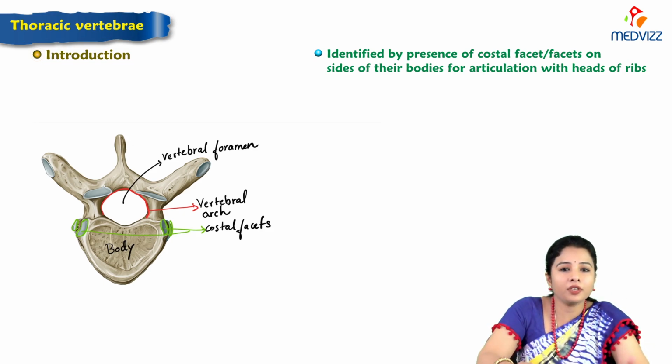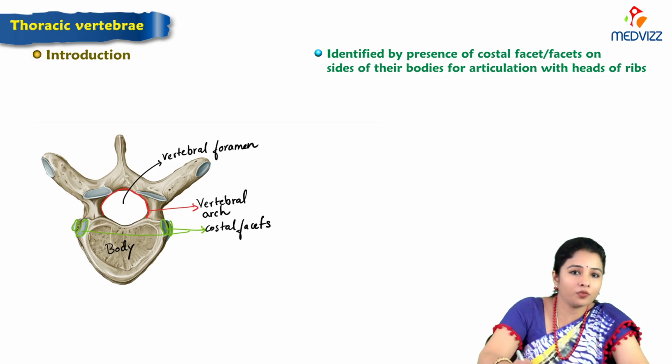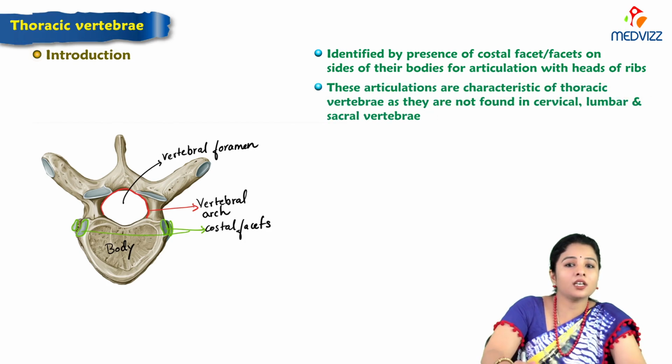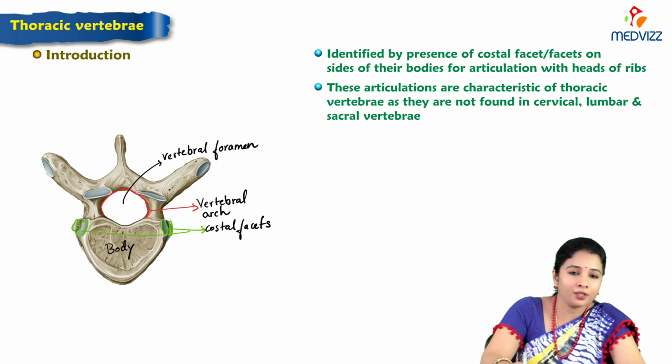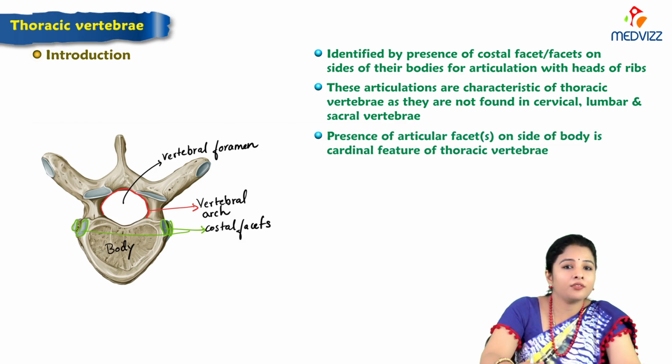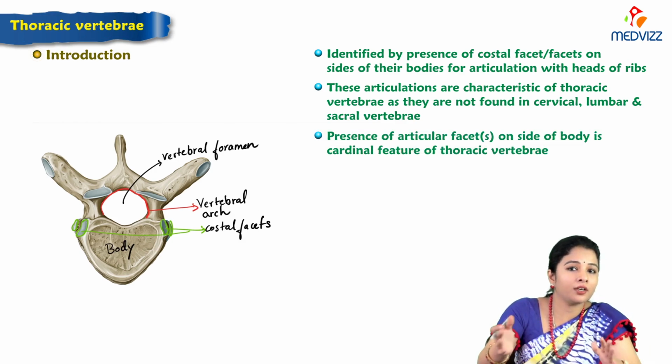These costal facets articulate with the heads of the ribs, and these articulations are the characteristic features of thoracic vertebrae as they are not found in cervical, lumbar or sacral vertebrae. So these articular facets which are present on either side of the body are the cardinal features of the thoracic vertebra.